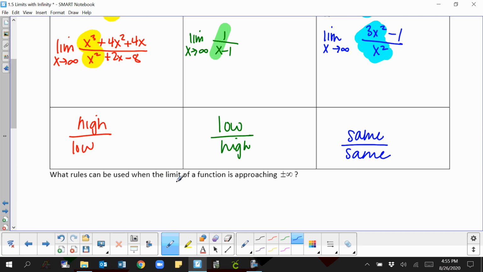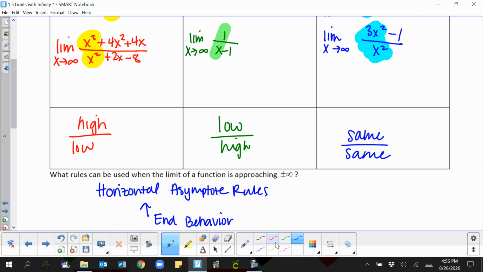So what rules can be used when the limit of a function is approaching positive or negative infinity? Our horizontal asymptote rules. And remember, our horizontal asymptote, if you remember from Frady, it's the E, which stands for the end behavior of our graph. That kind of makes sense because our end behavior is looking at what's happening to our graph as it goes off to infinity and off to negative infinity. So it makes sense that those horizontal asymptote rules can be used to find our limits as we're going to infinity and negative infinity.